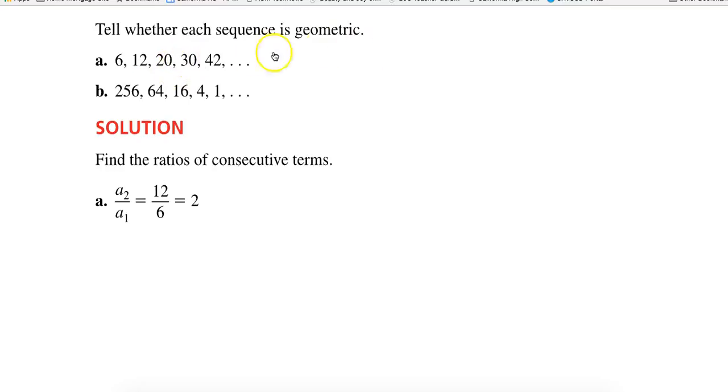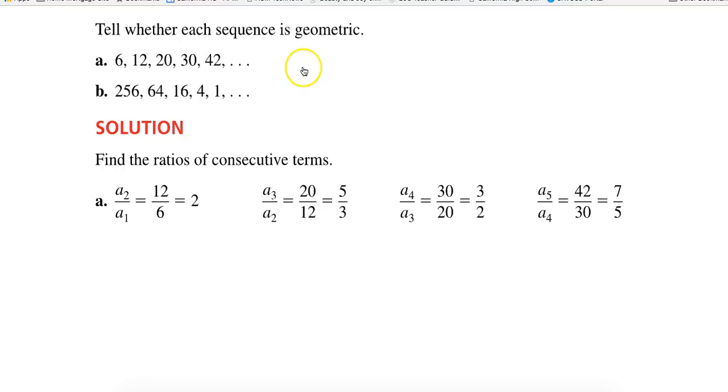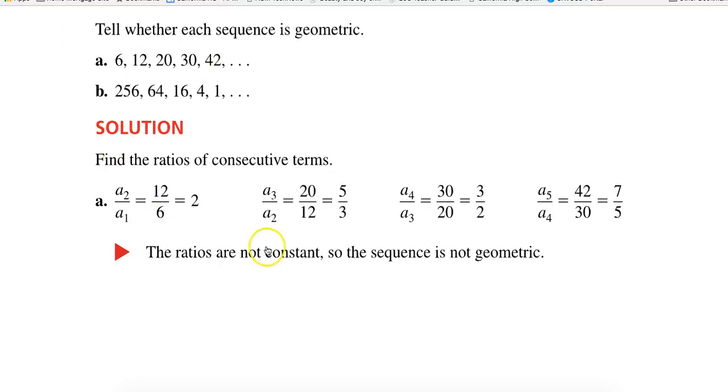Now, if this is geometric, we should get that same value for our next one. So now we take 20 and divide it by 12. Nope, we get 5 over 3. So right there we know that these are not constant. We can go through and check the rest. 30 over 20 is not. 42 divided by 30 is not. So again, once you get this second one and they're not equal, you know that these are not geometric. Here we're looking at ratios, taking each term and dividing it by the one before it. So this first sequence is not geometric because the ratios are not constant.